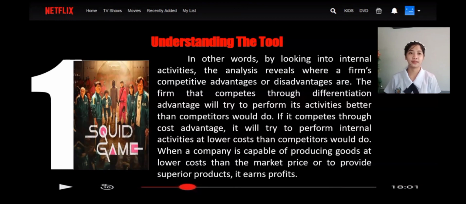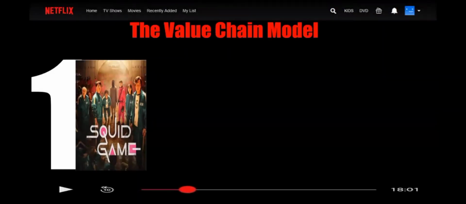or disadvantages are. So, the firm that competes through differentiation advantage will try to perform its activities better than competitors would do. If it competes through cost advantage, it will try to perform internal activities at lower costs than competitors would do. So when a company is capable of producing goods at a lower cost than market price or to provide a superior product, it earns profits.